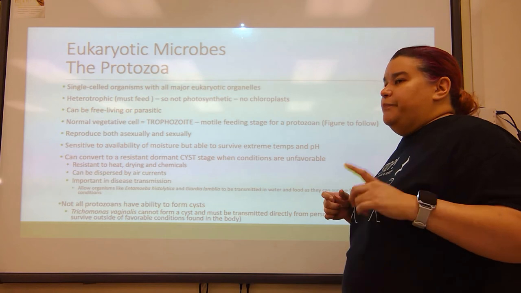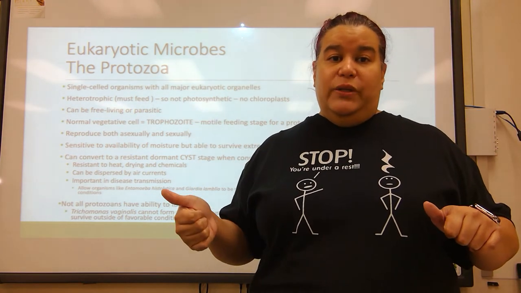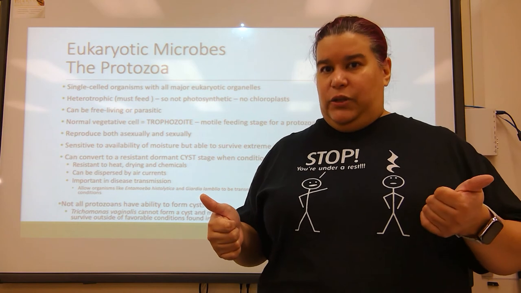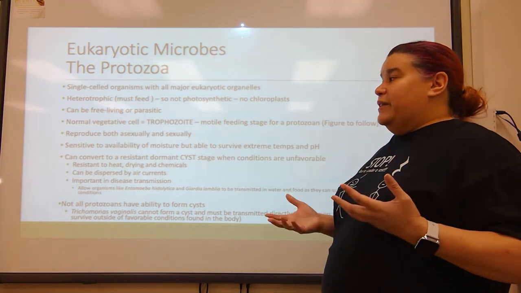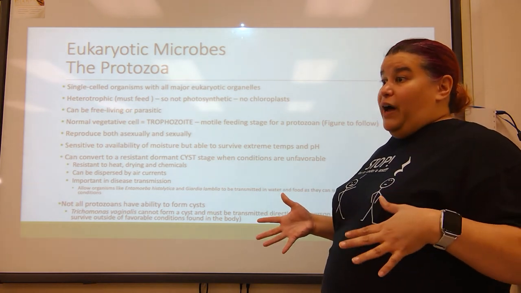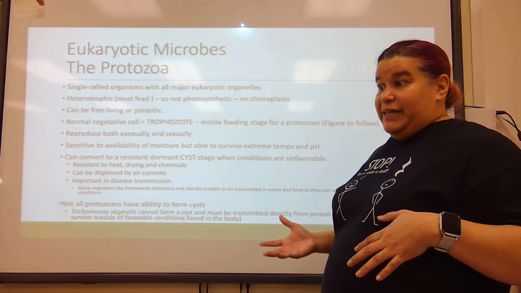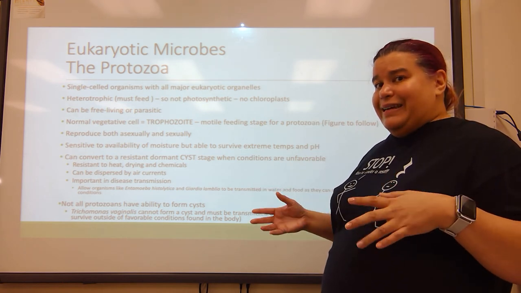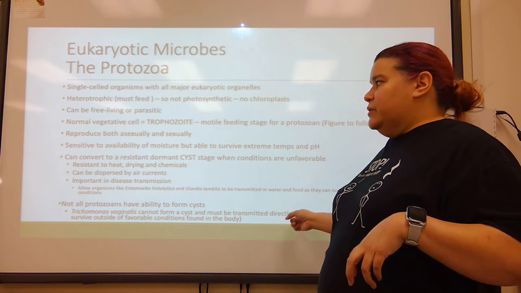With protozoa, you got kind of two options for reproduction. They can reproduce sexually or they can reproduce asexually. Just kind of depends. They are sensitive to the availability of moisture, but they're still able to survive extreme temperatures and extreme pHs. It can be really acidic, it can be really basic, but they will be able to survive those situations.